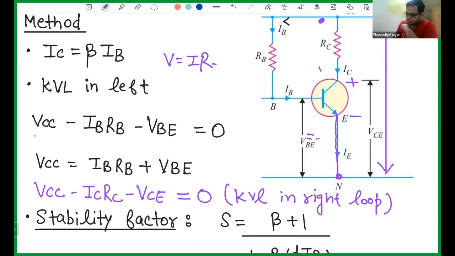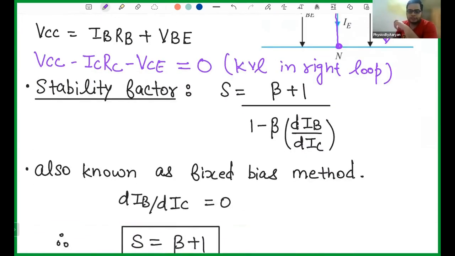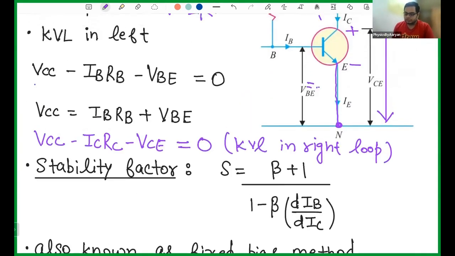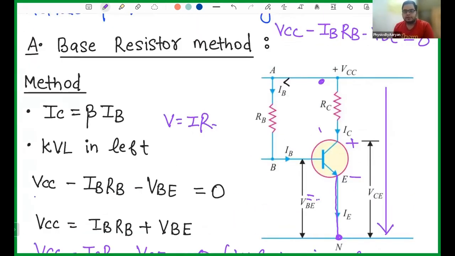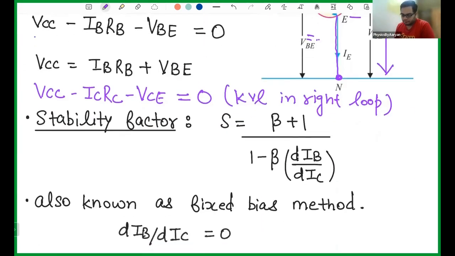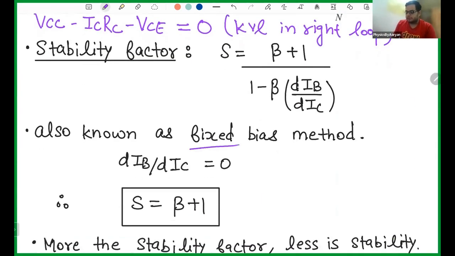Okay. So now stability factor is something which defines that with temperature, how stable your transistor will remain. So the general formula for stability factor is this, which is given by beta plus 1 over 1 minus beta dIB by dIC. Okay, so this kind of method, which is known as the base resistor method, is also known as fixed bias. And for fixed bias method, dIB by dIC is 0.